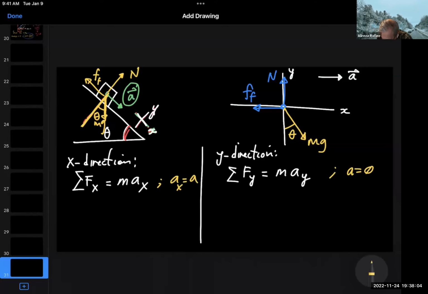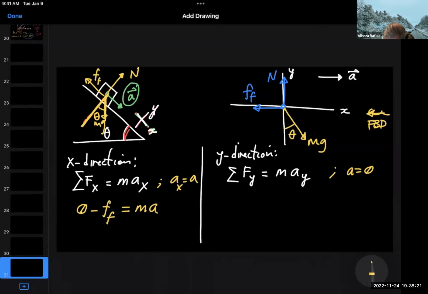And then now the rest is easy. Now you look at your free body diagram, and you will say on the x direction, I have nothing to the right side, and then f of f to the left side, and this would be equal to m times a.